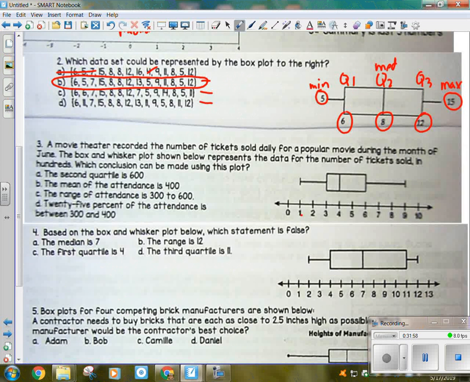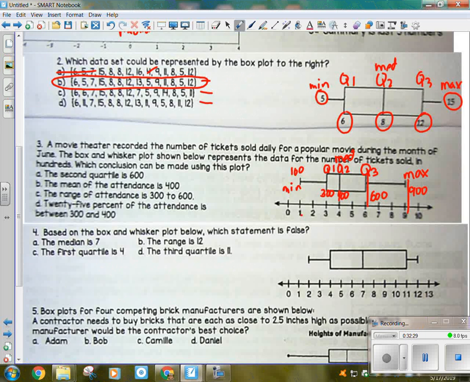So it looks like the lowest day we had, 100 people showed up. That would be the minimum number of people. Looks like the 3 is Q1, and that represents 300 people. 4 is actually Q2, that's your median, your middle number. That represents 400 people. This is at 6, which represents 600 people, and that's your Q3. And then it looks like your max occurs at 9, and so that would represent 900 people.